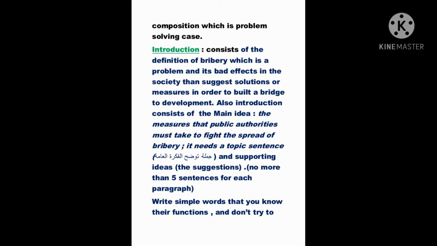Then suggest solutions or measures in order to build a bridge to development. Here we mention the A, B, C solutions that are given on the introduction, but just briefly. Okay, we don't write about these solutions, but just we mention them in order to make it as a bridge or link to move to development. Also, introduction consists of the main idea, the measures that public authorities must take to fight the spread of bribery. It needs a topic sentence, جملة توضح الفكرة العامة, and supporting ideas, suggestions, no more than 5 sentences for each paragraph.